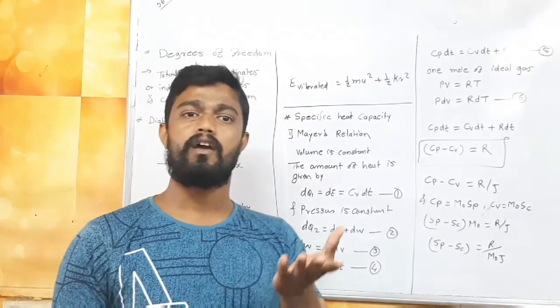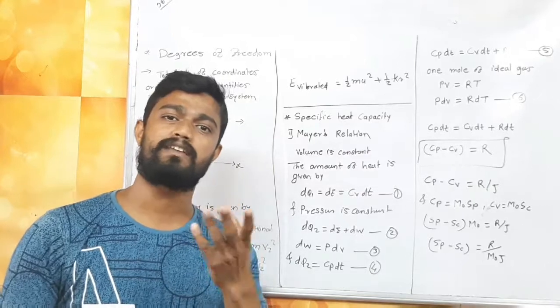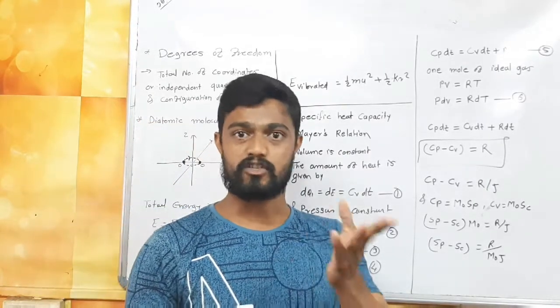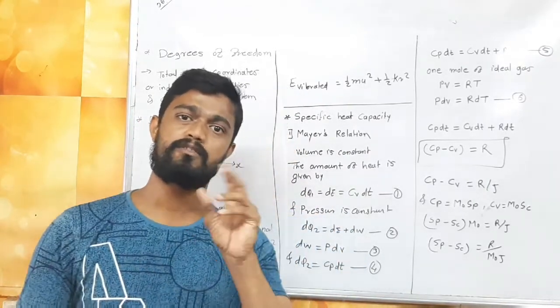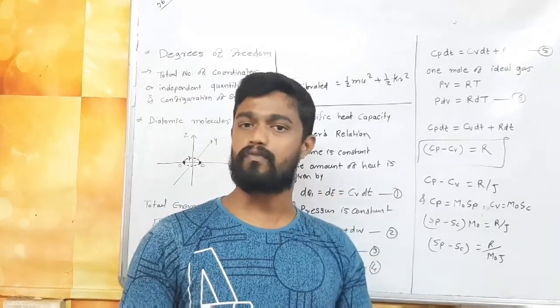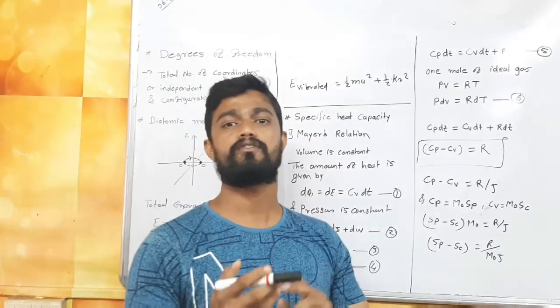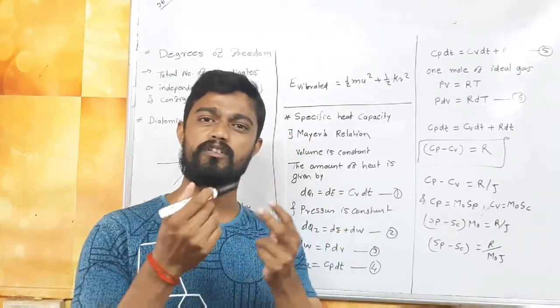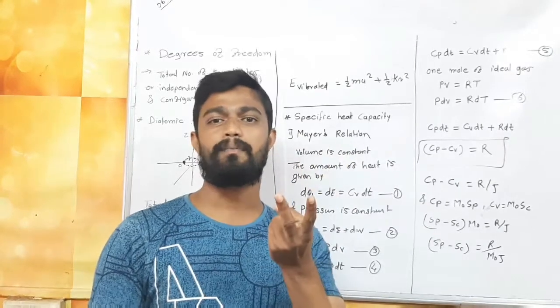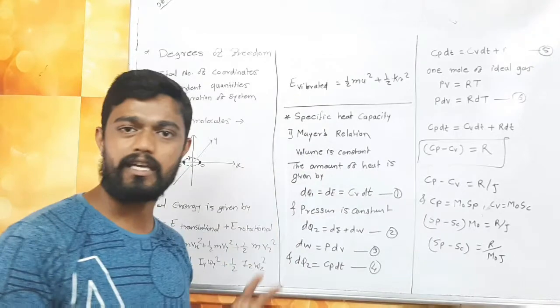How to calculate? When you have a two coordinate system, when your molecule is present on the xy plane, at that time this is called 2 degrees of freedom. Why? Because freedom means what? Your molecule is moving on the xy plane. It is called as 2 degrees of freedom.